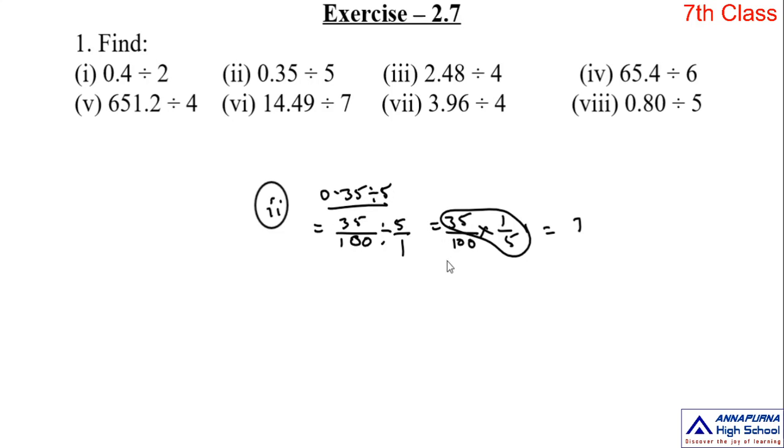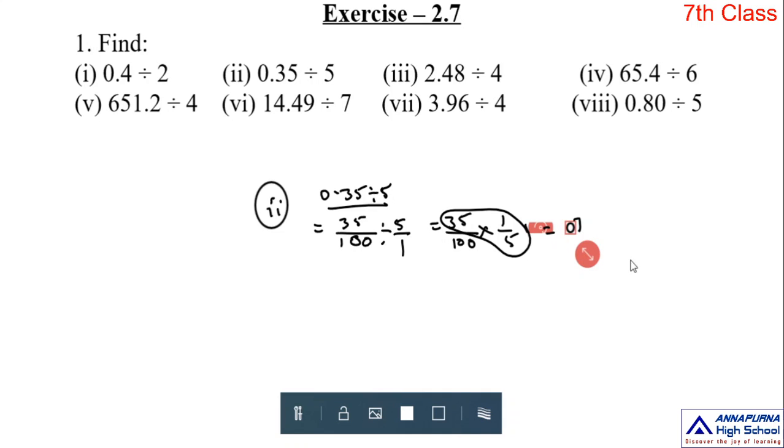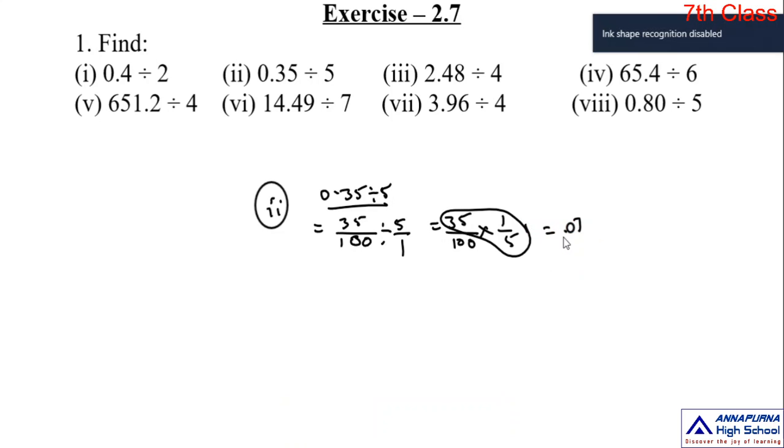Now make the same placement of the decimal in this one. How many digits to the right of the decimal point? 2 digits. Count 2 digits, 1, 2. There is no digit, so put 0. Put the point. Now it is 0.07. Did you understand? 0.07.